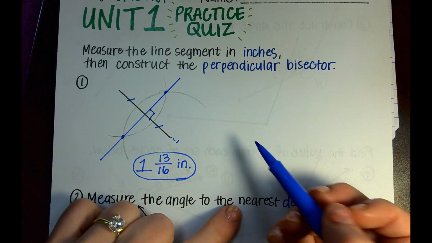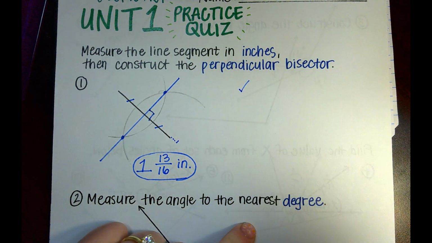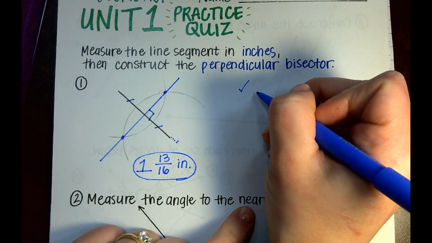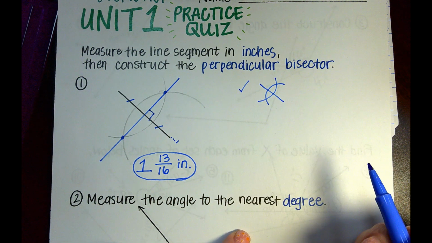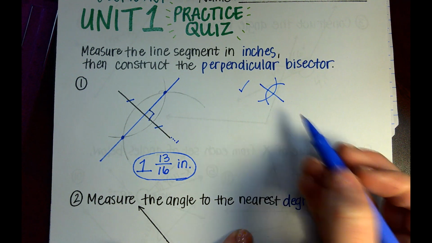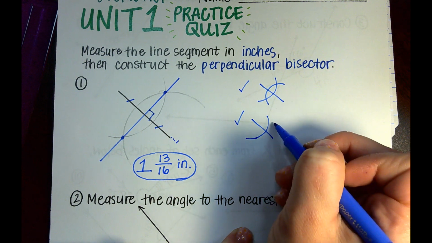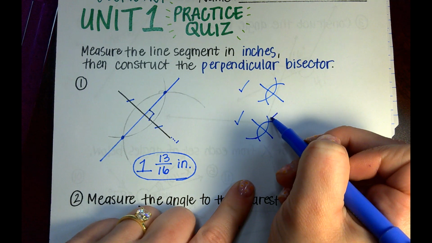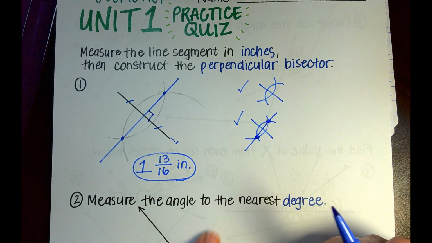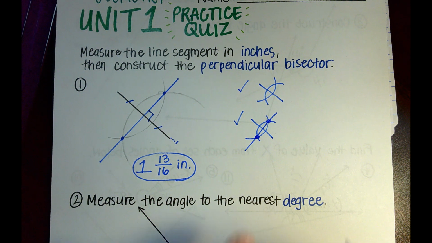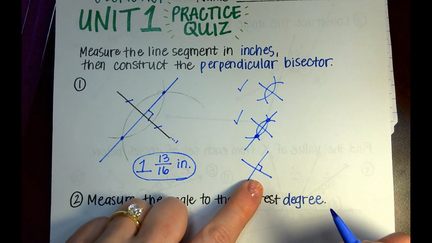So off to the side, we can make a little checklist. And you don't have to write this, but I think it's helpful. The first thing that I'm looking for on your line is that you have both arcs. The second thing I'm looking for on your line is that your bisector is crossing through the points you made as perfectly as you can. The third thing that I'm looking for is the box. That is important.